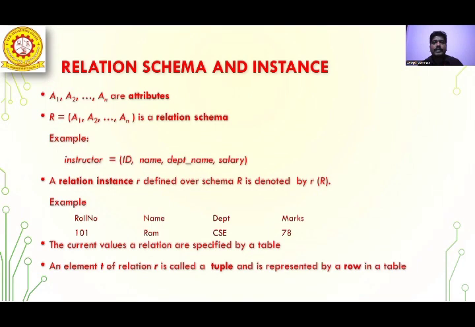And the relation instance represents the actual data stored in the table at a particular time. Whenever data is added, updated, or deleted, the instance can change. Each row in the table is called a tuple. A tuple, like the roll number, contains 101. In the previous slide, we already discussed that tuples are row values, and attributes are column values.